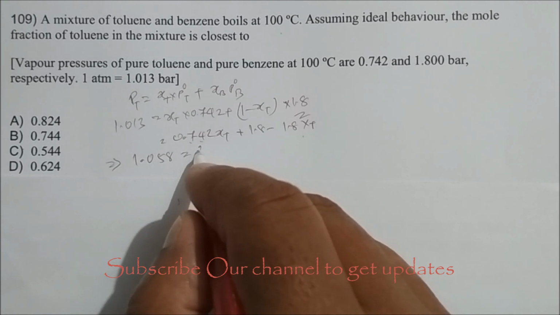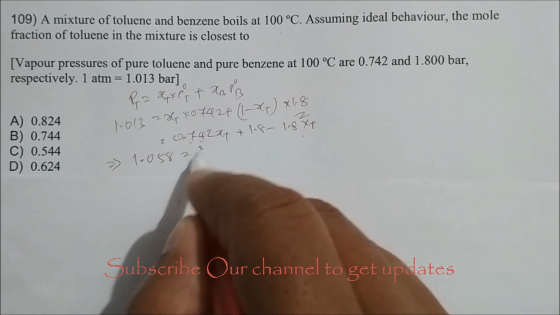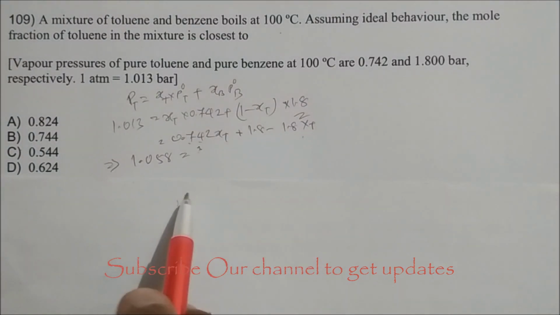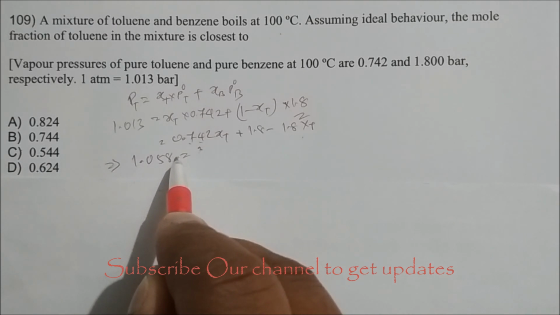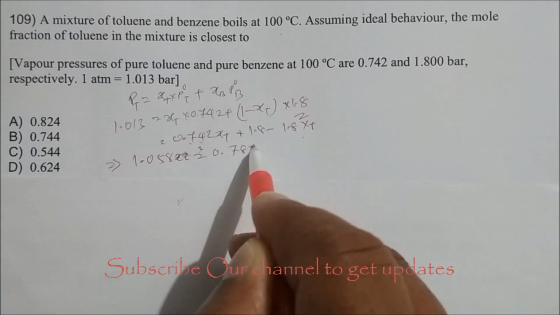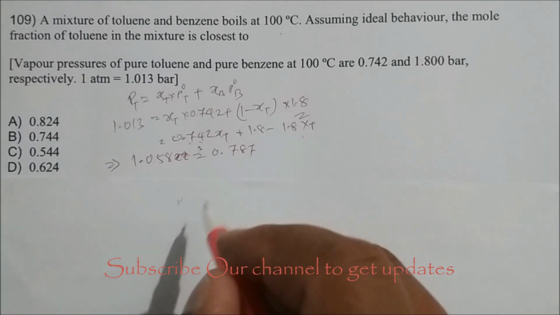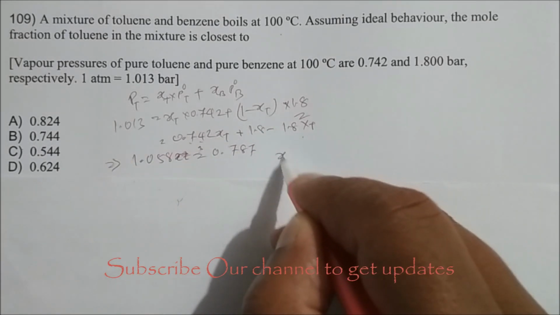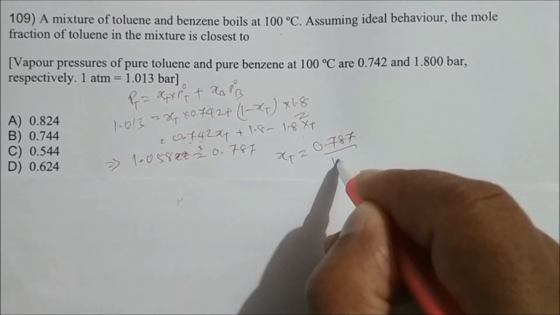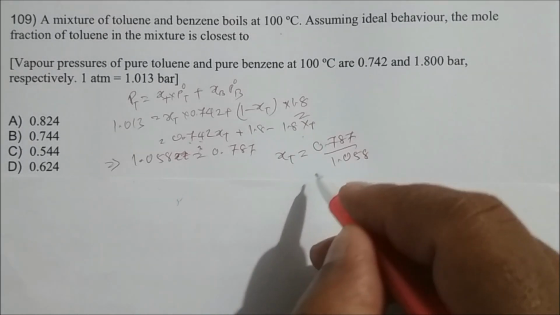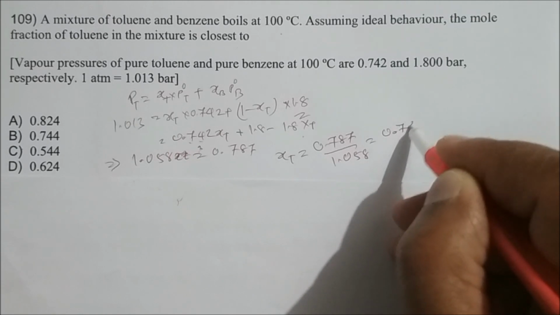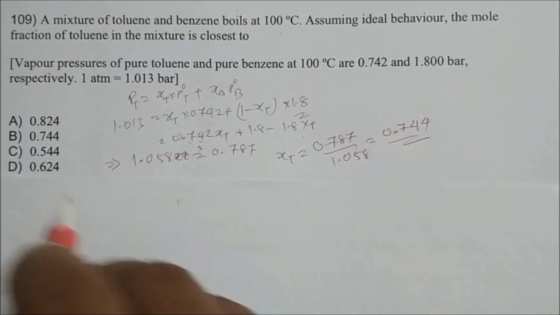So xt is equal to 0.787 divided by 1.058. On solving, this comes to around 0.744. So our answer is correct.